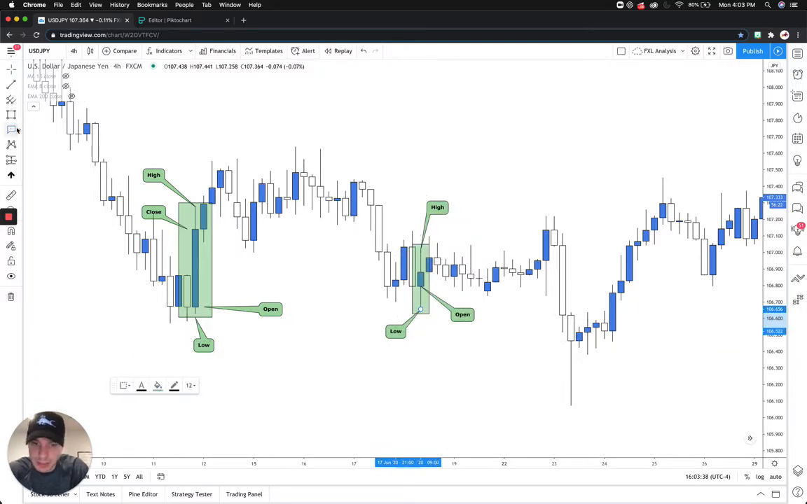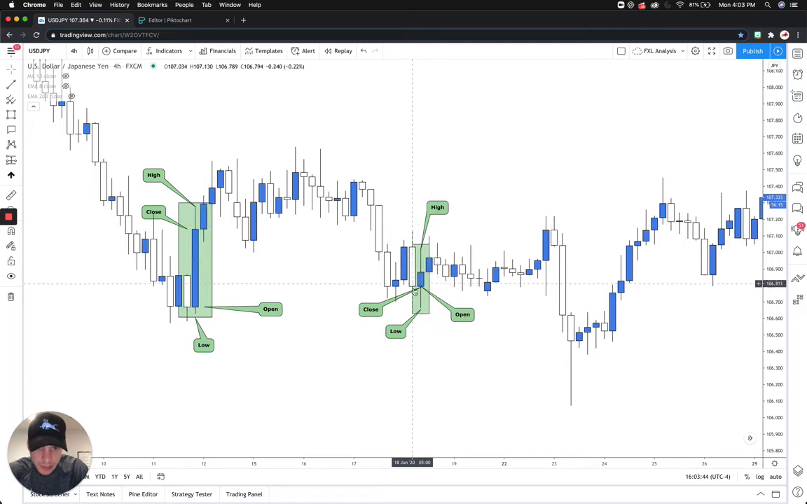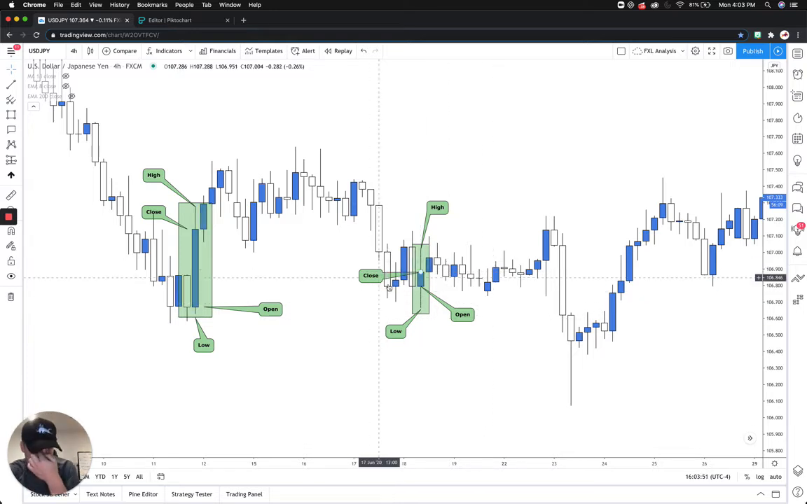Right, and then here is the close. Okay, open, high, low. I'm sorry, the close is up here. This is the close. So again, this is the bullish candle. The close is always above the open, right?